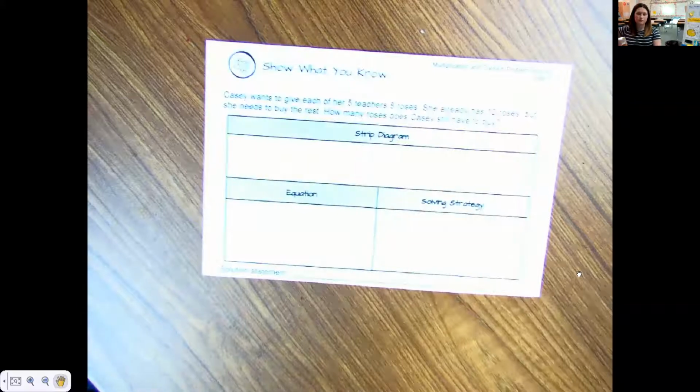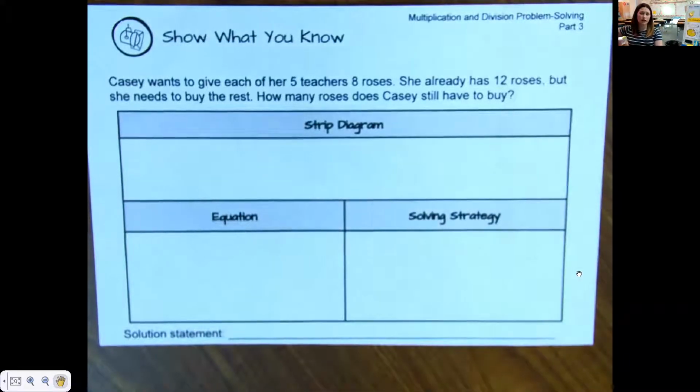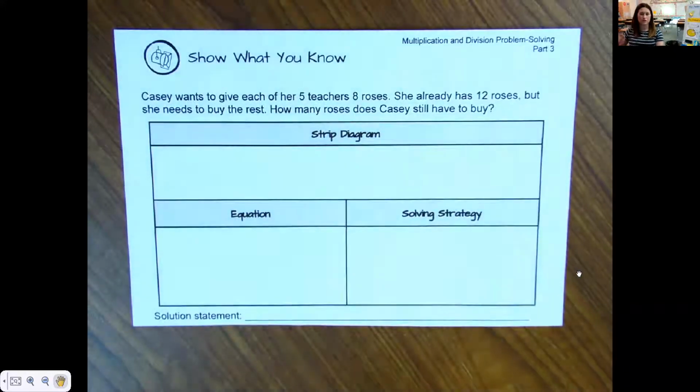So for our problems today, I have two word problems we're going to work on. So this is the first one. It says, Casey wants to give each of her 5 teachers 8 roses. She already has 12 roses, but she needs to buy the rest. How many roses does Casey still have to buy?